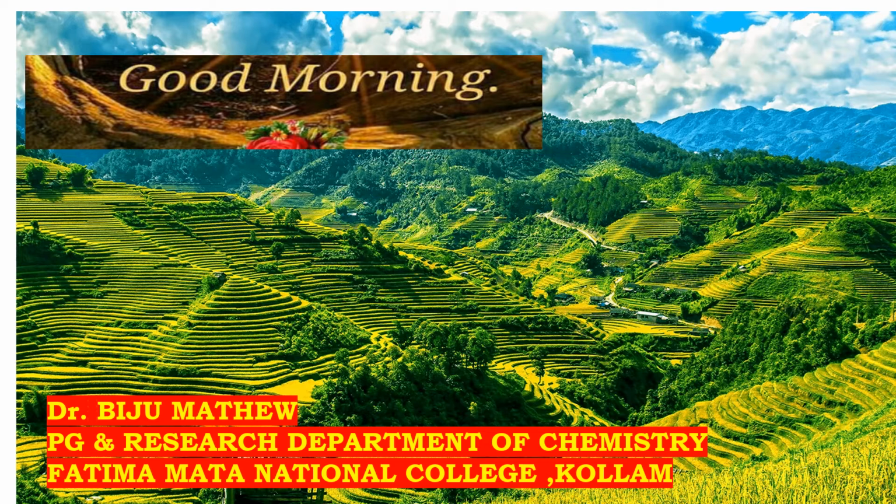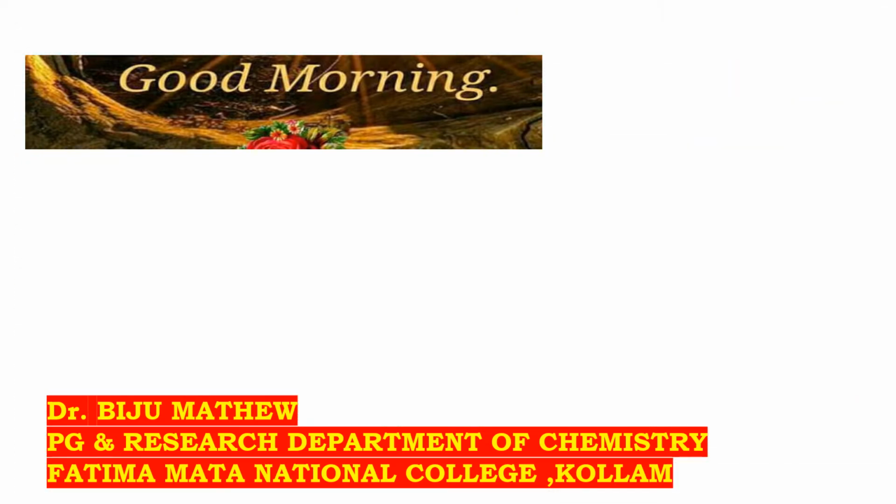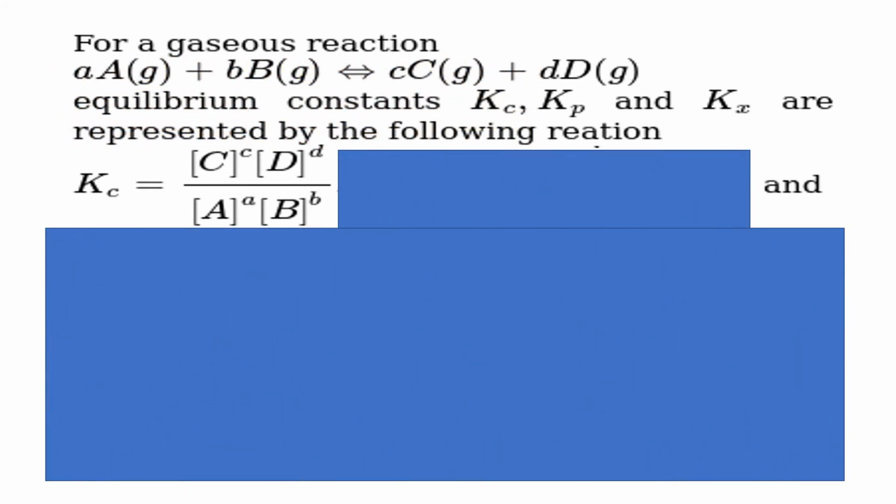Again, we are on another session of online class and we continue our discussion on chemical equilibrium. So, we have seen for a particular reaction, a moles of A react with b moles of B, reversibly gives c moles of C and d moles of D.